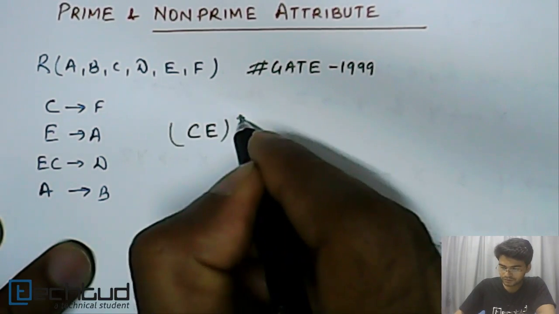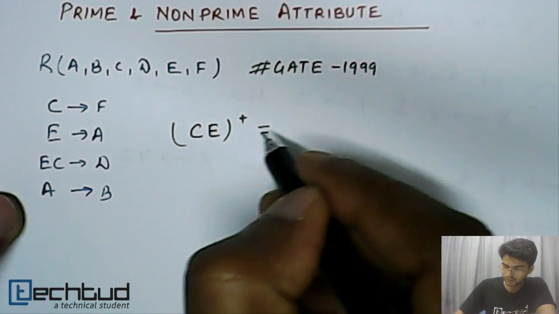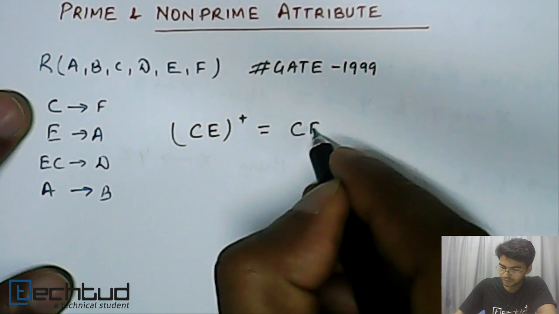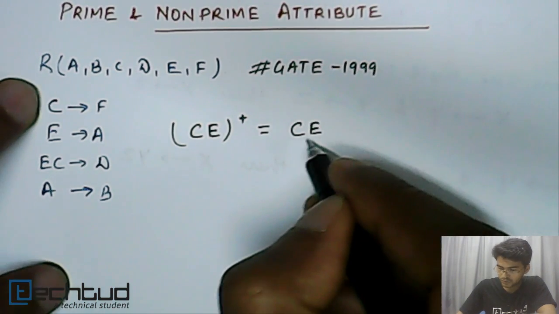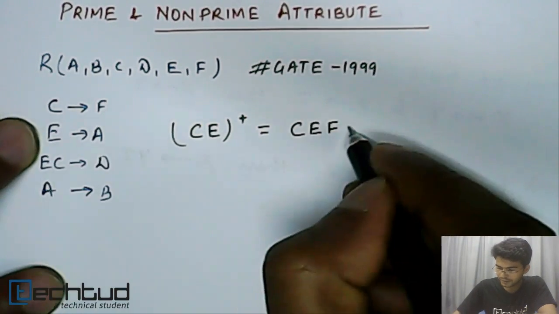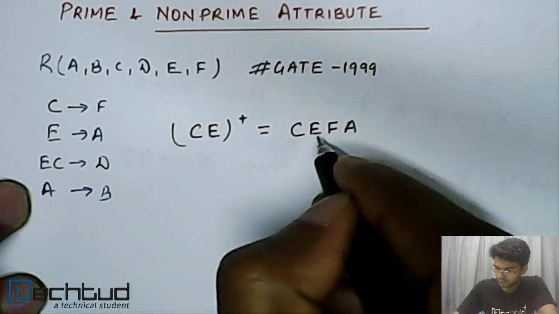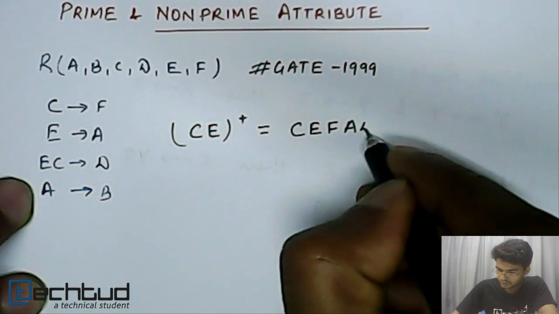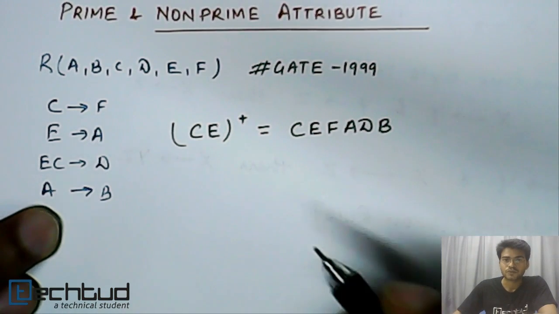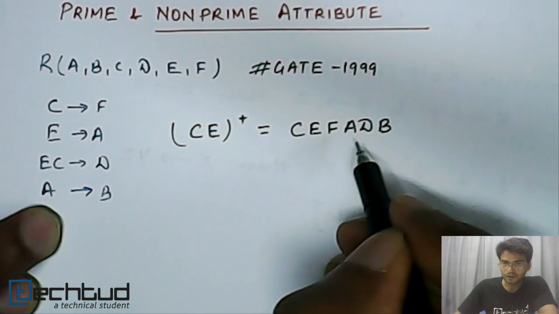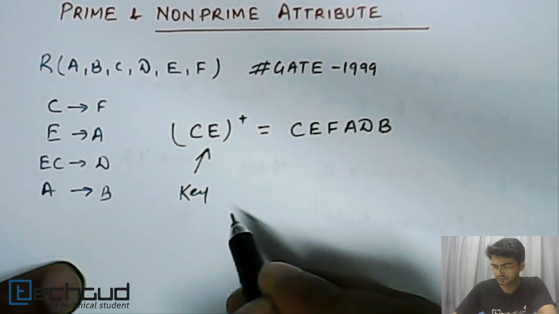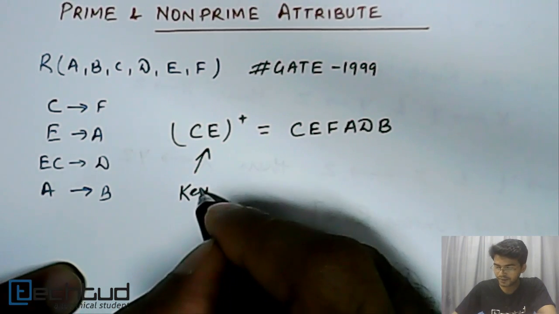Now we will find the closure of this, that is X closure, which will be equal to C, E. C can determine F, and from the reflexive rule C, E will always be there. C can determine C. Now C can determine F from this functional dependency, so F. Then from E we can determine A, so A. Now E and C can determine D, so we write D, and A can determine B, so B. As we can see, all the attributes have been determined, so we say that this is a key of this relation, or candidate key.